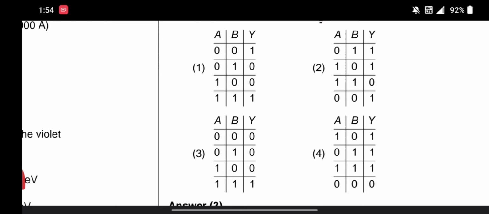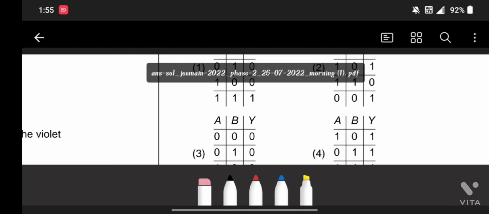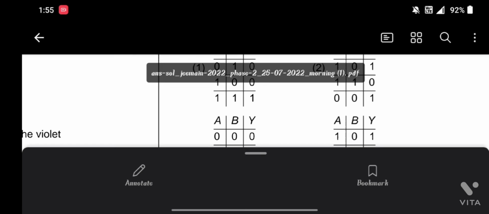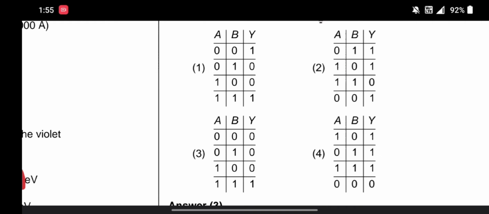Another option: 1 0 is a 0, here they have taken 1, here they have taken 1, here they have taken 1, but the thing that is wrong here is, if you remember the truth table, the first row should be 0 into 0. Here they have given 0 into 0 last, right? So this one is not possible.